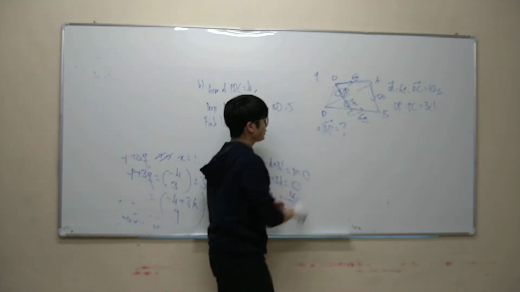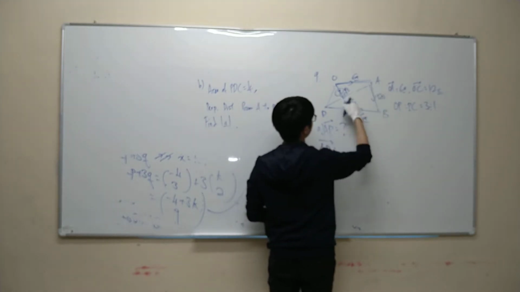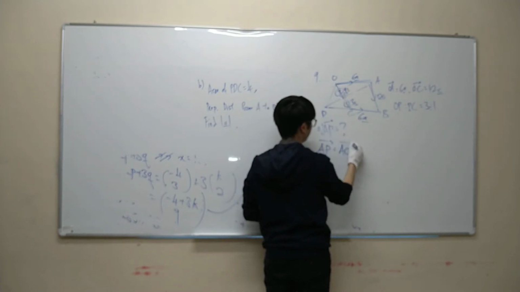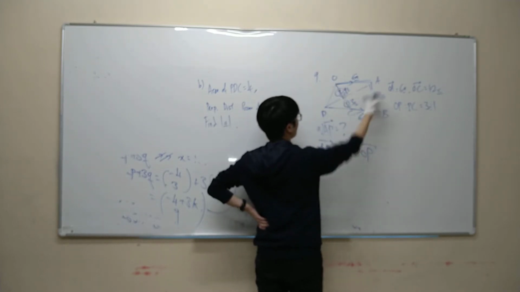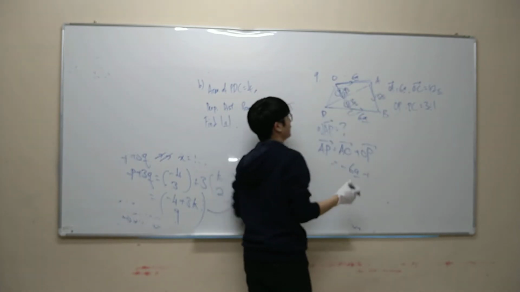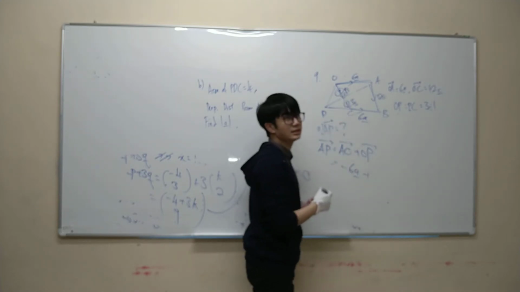Okay, so for A, you want to find vector AP. Okay, this is very simple lah. Vector AP, you find A to P. A, O, O, P. So A, O plus O, P. So what's A, O? OA is 6A, AO is negative 6A. OP is 9C. But show them now how you get the 9. How you get the 9C just now?